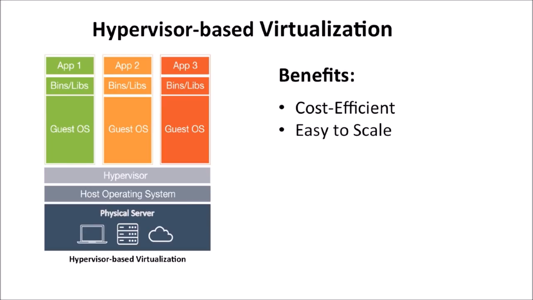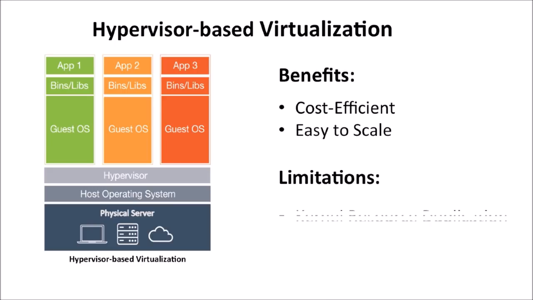Secondly, it's easy to scale. With VMs deployed in the cloud environment, if we wanted more instances of our application, we don't need to go through the long process of ordering and configuring new physical servers. We can simply click the mouse and deploy more VMs in the cloud. The time taken to scale our application can be reduced from weeks to just minutes. This results in a dramatic increase in agility for the organization.